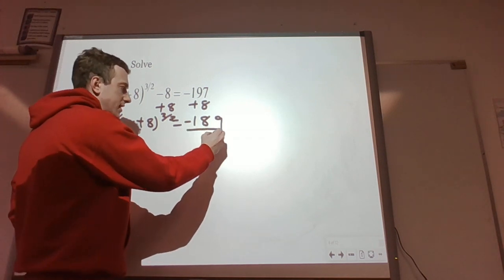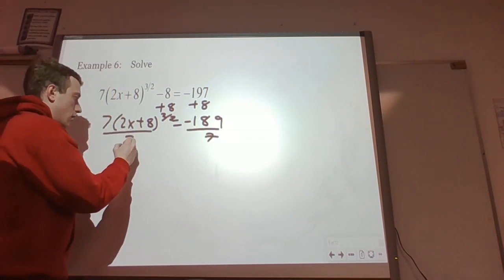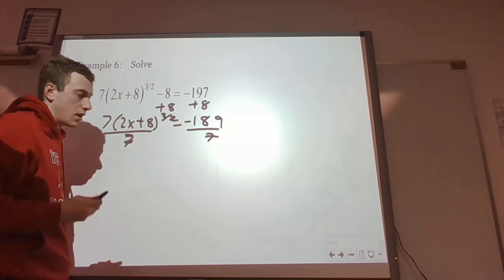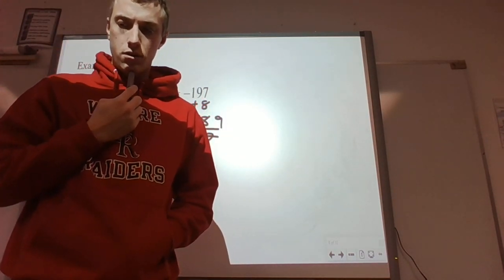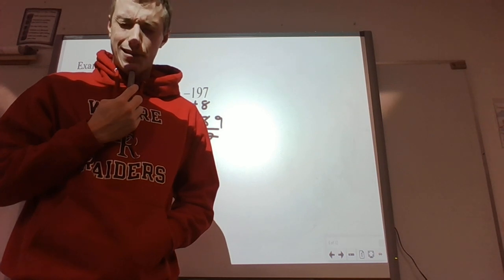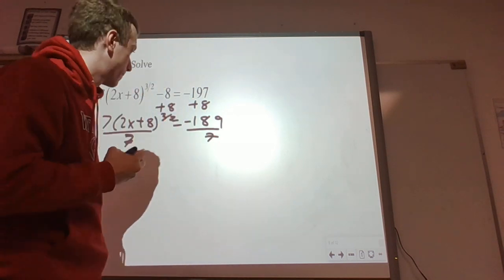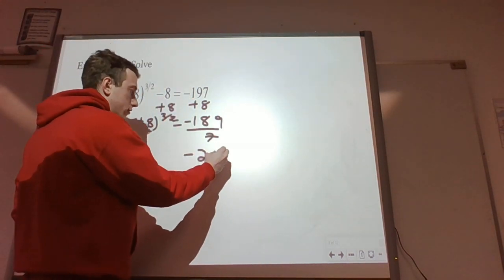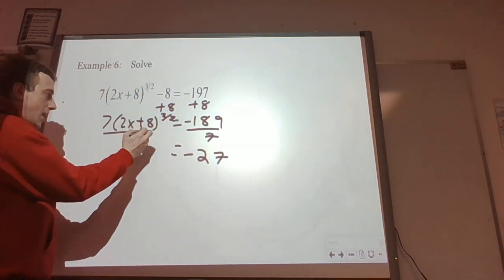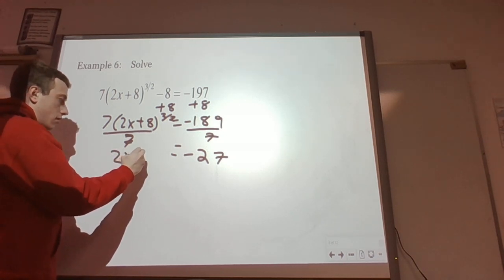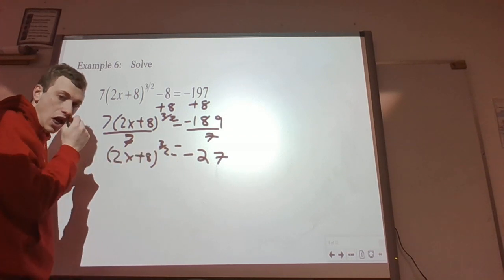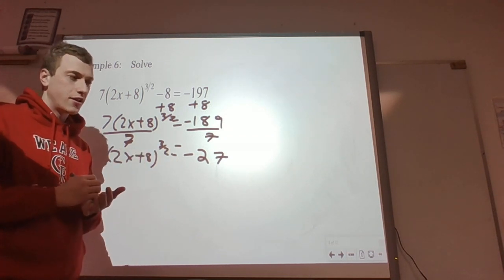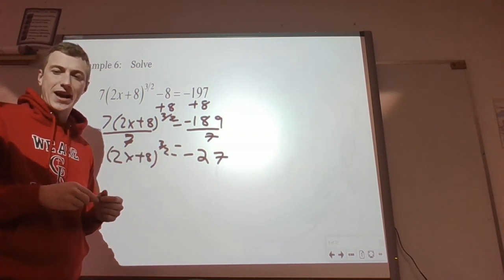If we divide both sides by 7, 189 divided by 7, negative 27 on this side, and here we just have the portion which includes the rational exponent.